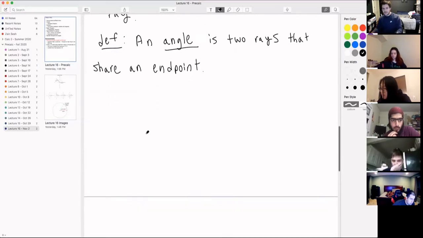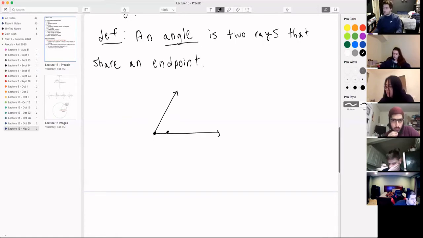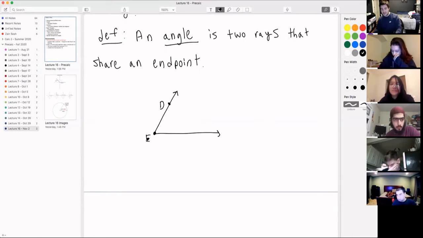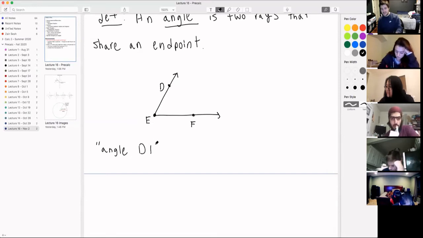Okay, so what does this look like? It's going to look something like this. So here I have two rays and they both share this as an endpoint. Okay, and now I can put letters onto this diagram so we can call it something. So I'll label this point D. Again, I'll call the endpoint E, and I'll place another letter on this other ray and call it F. So this is how this would be read aloud. It would be called angle DEF.